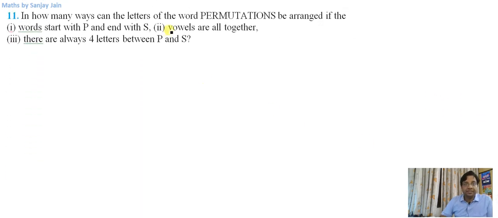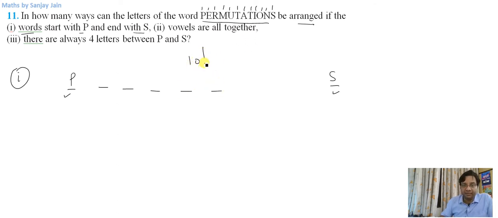Let us look at the last question of this exercise. In how many ways can the letters of the word permutations be arranged if words start with P and end with S? So the first part is the word should start with P, this position is fixed, last position is fixed. How many total letters are there? 1, 2, 3, 4, 5, 6, 7, 8, 9, 10, 11, 12. So out of total 12 letters, 2 letters are fixed at first and last positions. So we have got these 10 positions to be filled.